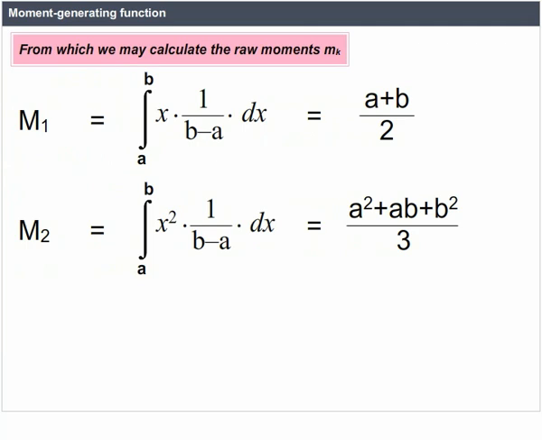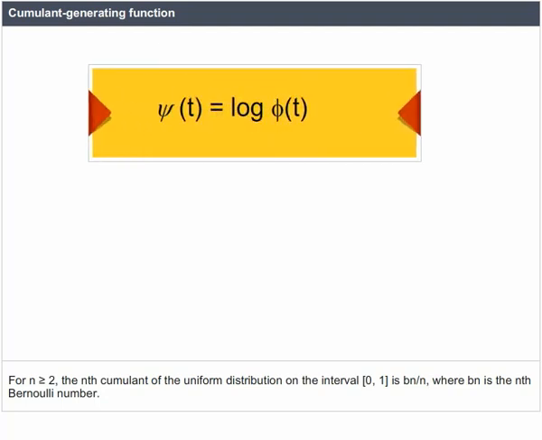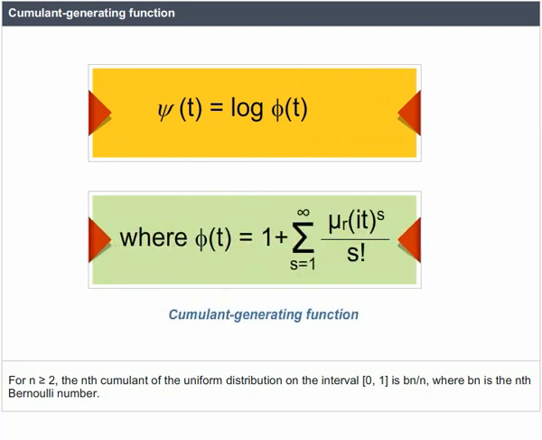Then finally m_k is equal to 1 divided by (k plus 1) summation i equal to 0 to k a power i b power (k minus i). Cumulant generating function. For n greater than or equal to 2, the nth cumulant of the uniform distribution on the closed interval 0, 1 is B_n divided by n, where B_n is the nth Bernoulli number.